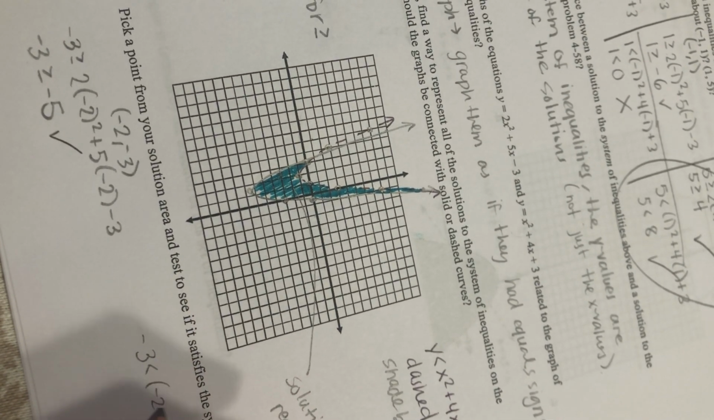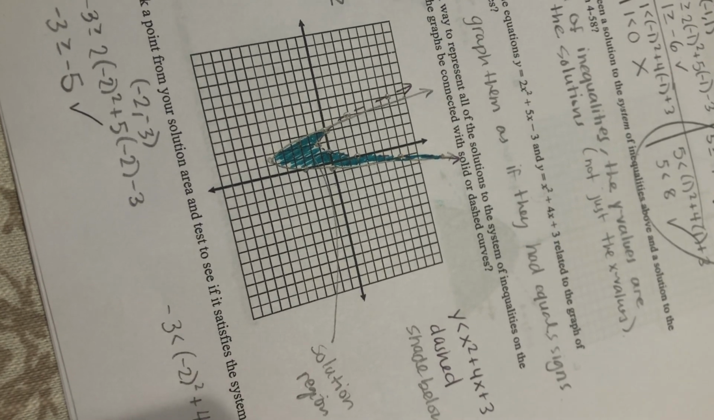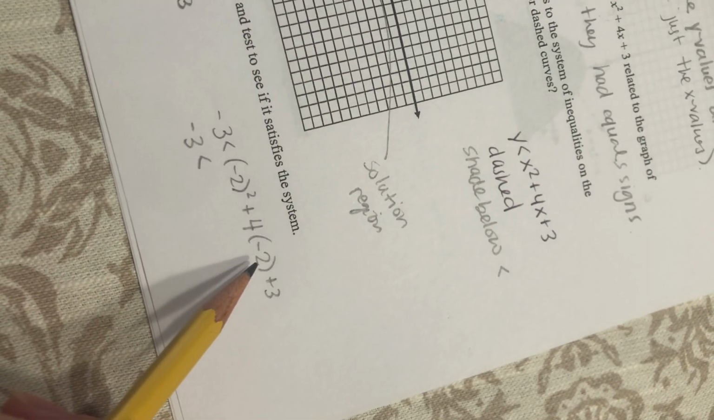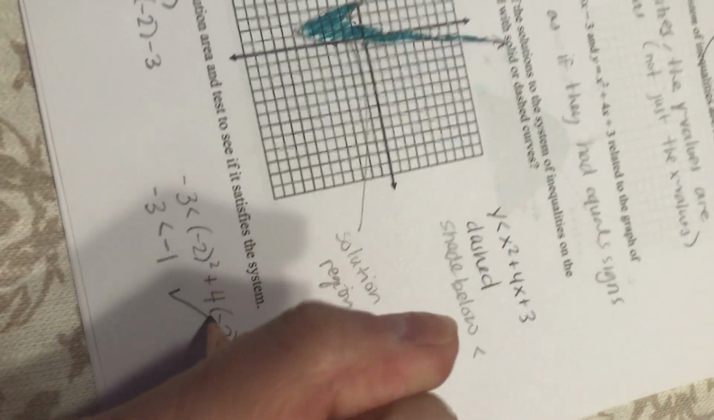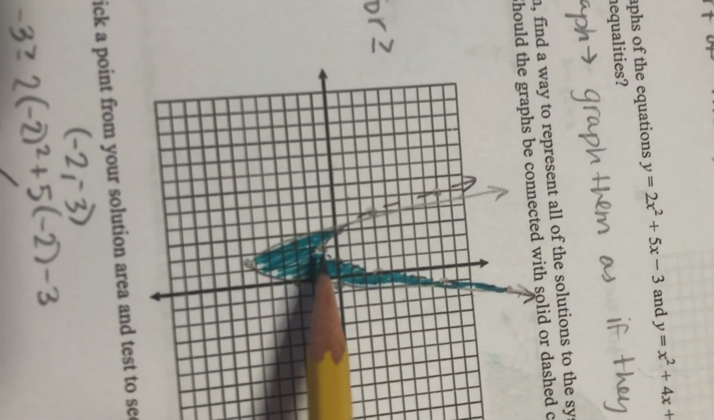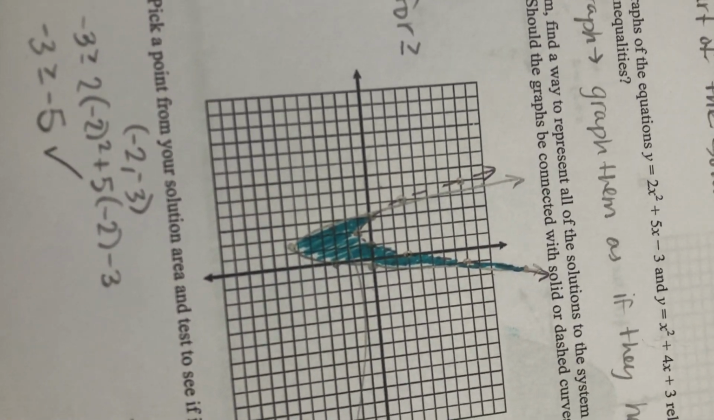Is less than. -2 squared is 4, and then we're subtracting 8, which is -4. And then we're adding 3, which is -1. So is -3 less than -1? Yes, it is. So -2, -3 is definitely a solution, but we know that all the green area, all the coordinates that cover the green area, are solutions.